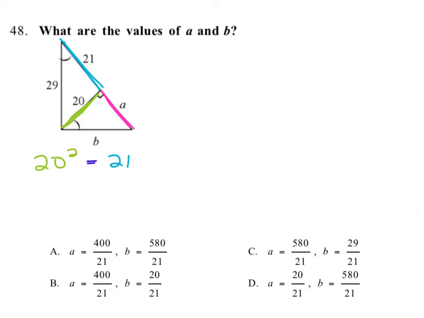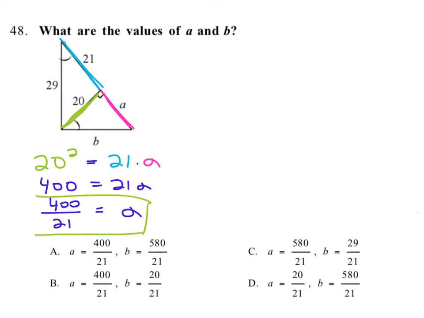21 times A. Or 400 equals 21A. And then if we divide both sides by 21, we get A equals 400 over 21. That's the first part of this, and so we can eliminate any answer that doesn't have A equals 400 over 21. C and D don't, so we're down to A or B.